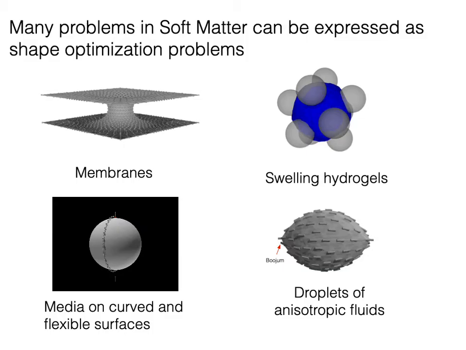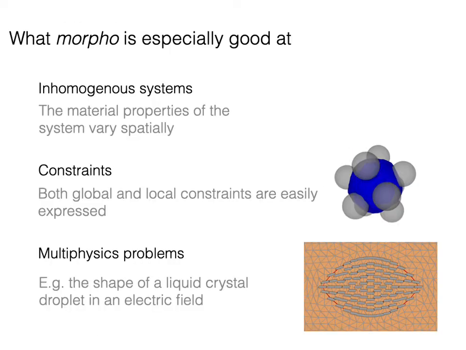Many problems in the field of soft matter can be expressed as shape optimization problems. Problems involving lipid membranes, swelling hydrogels, media on curved or flexible surfaces, as well as droplets of anisotropic fluids, and many more. Morpho can solve all of these. It's particularly good at dealing with systems where the properties of the system vary spatially. That's an inhomogeneous system. It's good at handling constraints, like fixing the volume or preventing part of the material from penetrating a certain region of space. It's also good at multiphysics problems, for example, coupling the behavior of a fluid to an electric field.